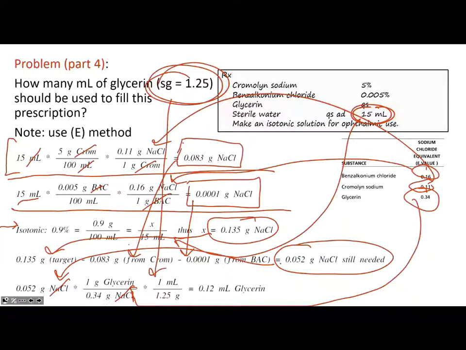So if I apply that at this last step down here, I can multiply by the fact that in every 1 milliliter, there would be 1.25 grams. Grams cancel, and now when I multiply across, my final units will be in milliliters. And if you do that math, you will get 0.12 milliliters of glycerin.